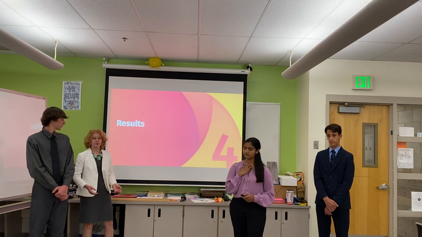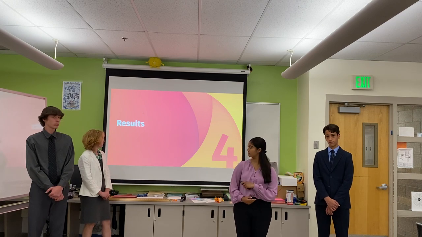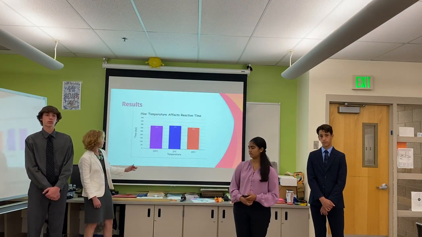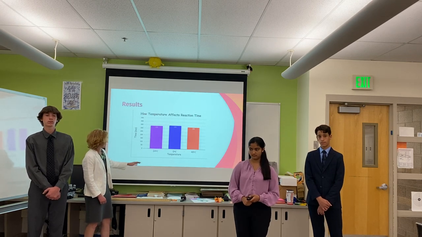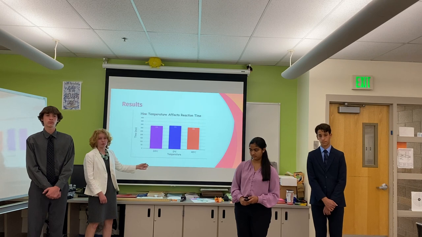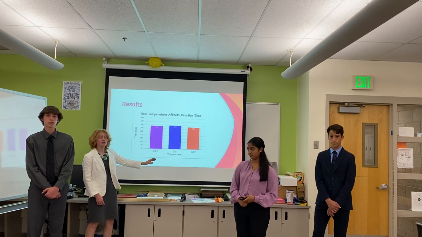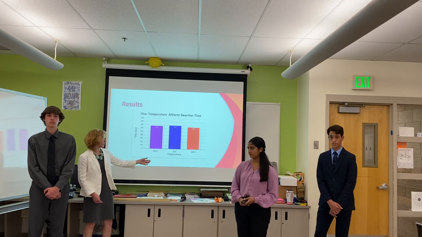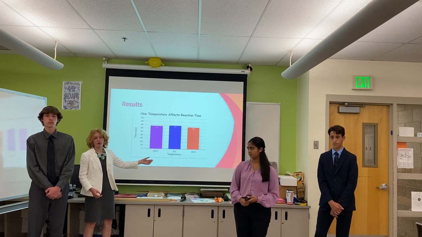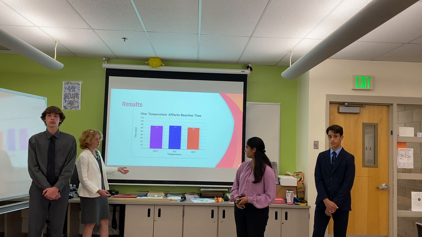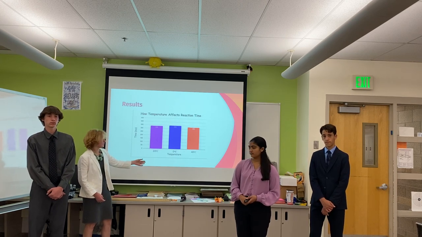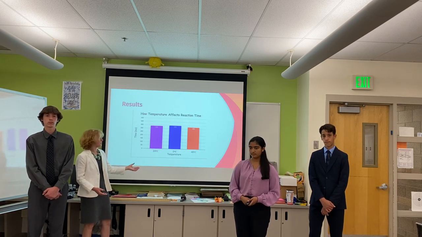Now, let's move on to part four, the results. As you can see here, there's a graph that is measuring everybody's averages. You can see here the purple, that is the control group, that's at room temperature. The blue is representative of the cold exposure, and the red is representative of the hot exposure. On the y-axis, we have the time in milliseconds, and the x-axis is the temperatures.